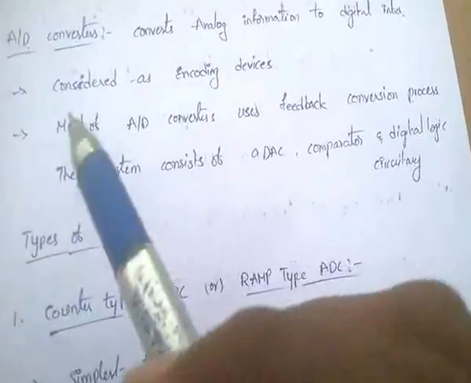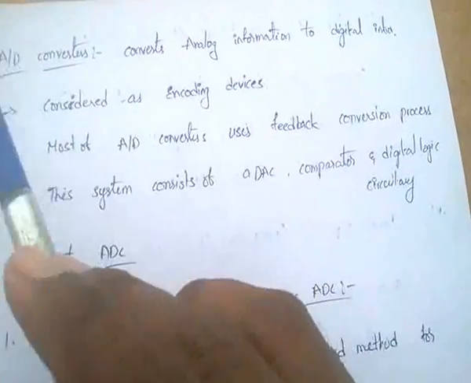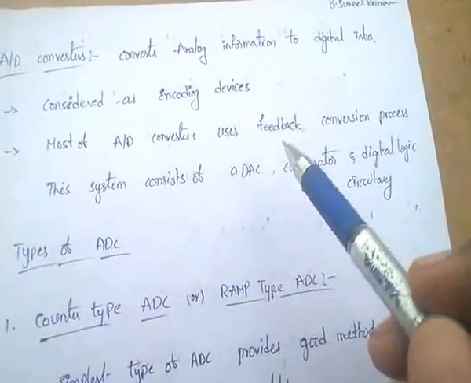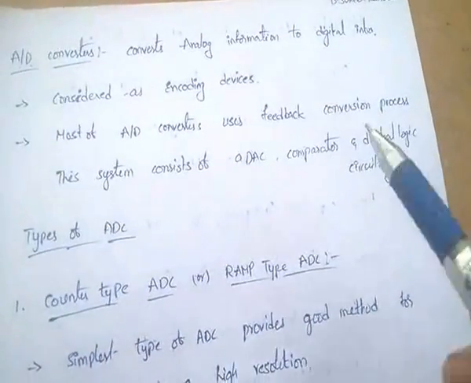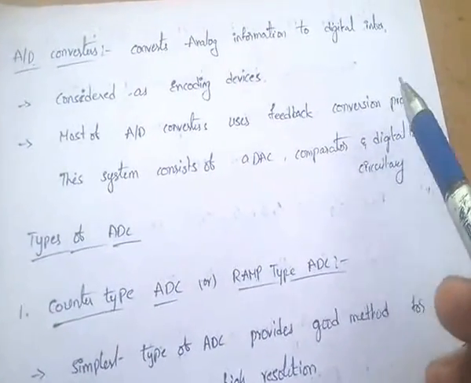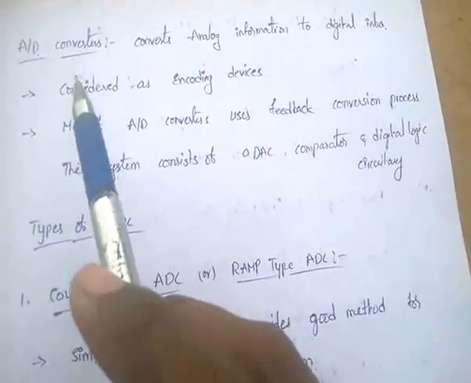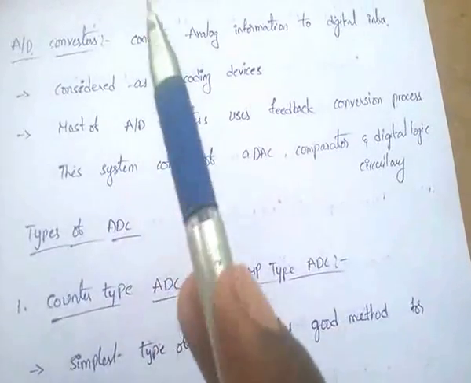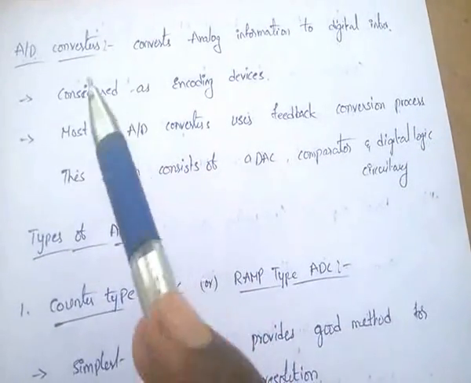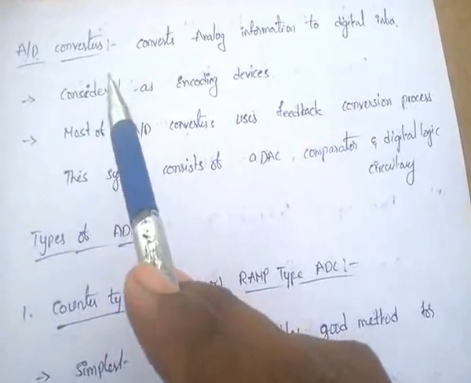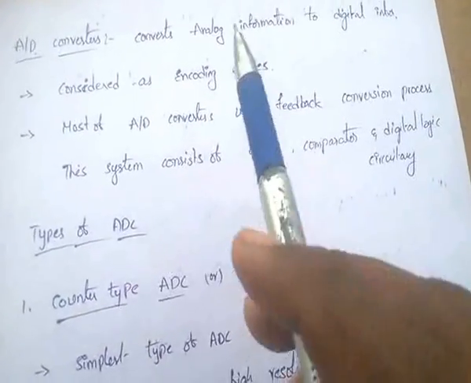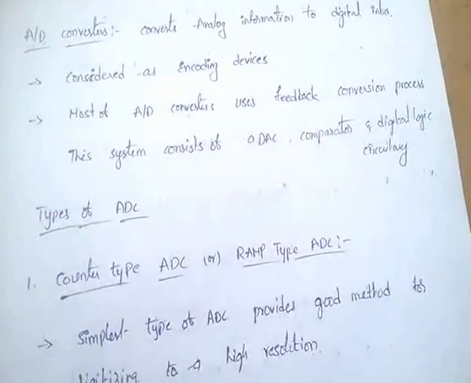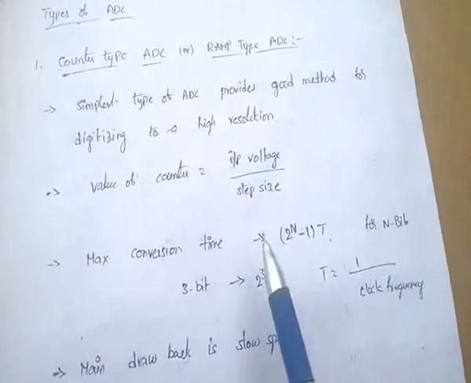One of the important points here is that most of these A to D converters use a feedback conversion process. That is, a feedback conversion process means an A to D converter consists of a DAC, a comparator, and also digital logic circuitry.